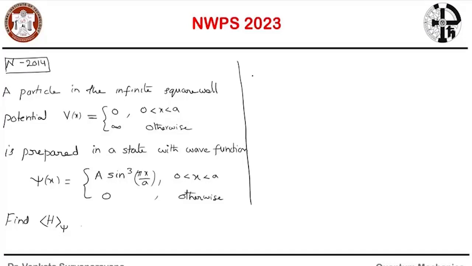So how do we find its expectation value? It is given as psi H psi over psi psi, if psi is not normalized. This is the expectation value of this. But how do you do it?